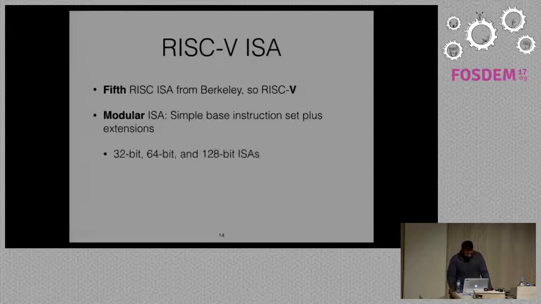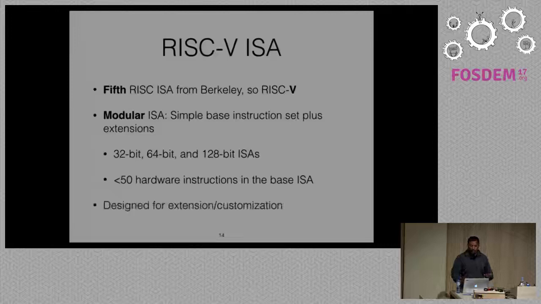So the base ISA itself is fairly small. There are fewer than 50 hardware instructions in the base ISA, so this makes it feasible to implement microcontrollers in really small cores. And as I mentioned, it's designed for extension and customization. So you take a RISC-V core and you basically can customize it to your application. And this sort of comes from the base plus extension model.